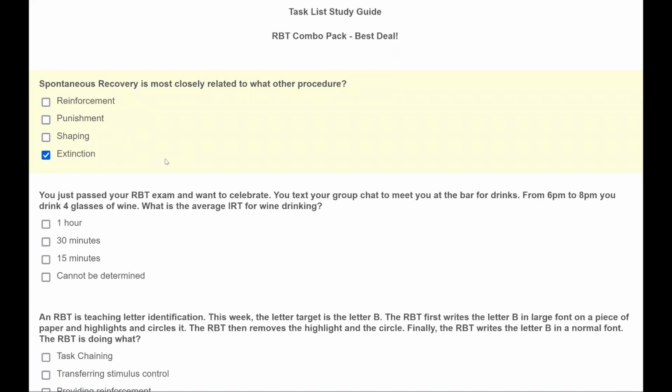Extinction is successful. The behavior decreases. Suddenly, that behavior reemerges, let's say a month later. All of a sudden, the sudden reemergence is spontaneous recovery. Now, how do we respond to spontaneous recovery? We just re-implement the extinction procedure and that behavior will decrease again on its own.